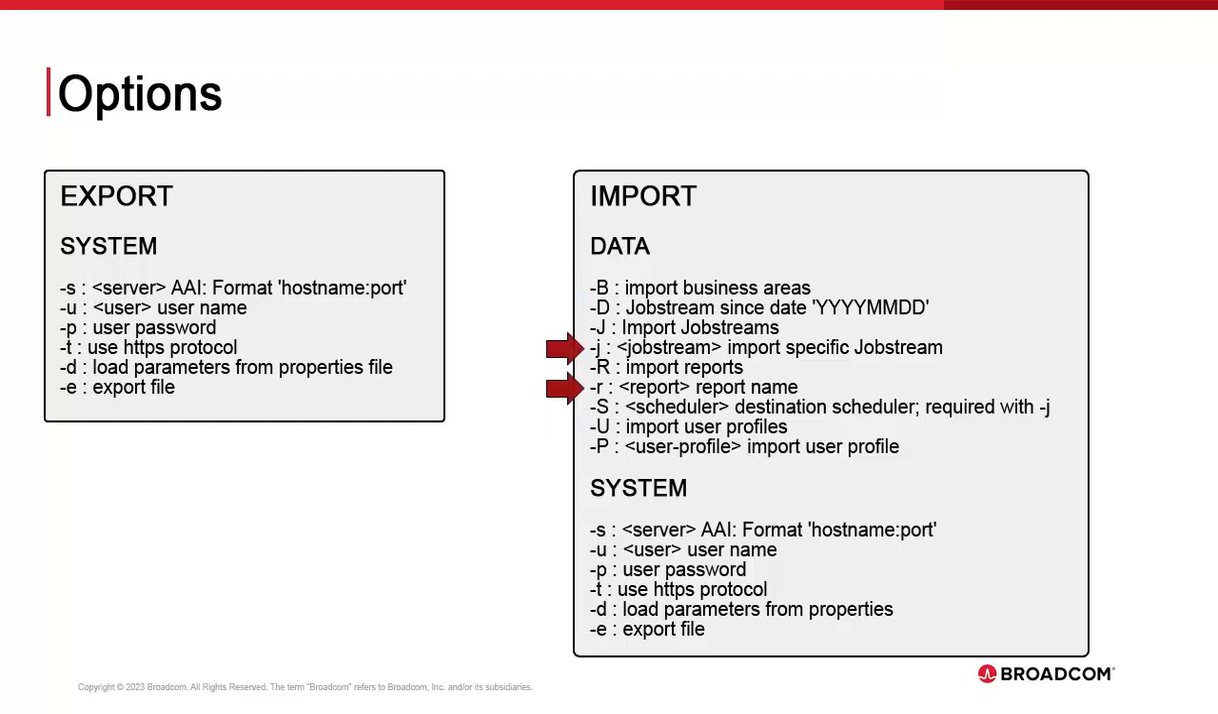Let's look at the lowercase options. For job streams and reports, we have lowercase equivalents. You can selectively import certain job streams and reports by name instead of everything. Note the -P option, which we use to import individual user profiles. You might expect a lowercase u, but that's not what we use. We use uppercase P instead. The system options are the same as for exporting.